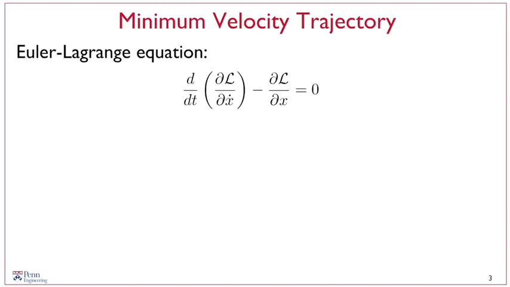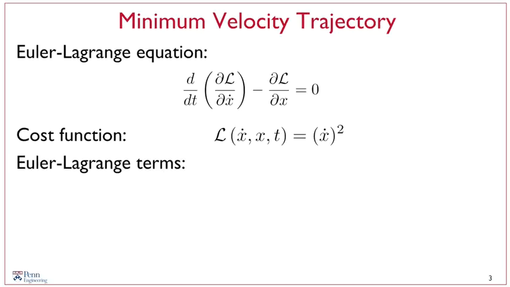Let's evaluate the Euler-Lagrange equation for the problem of finding the minimum velocity trajectory. Again, the cost function for this problem is L equals x dot squared. First, let's individually find each term in the Euler-Lagrange equation. Here, it is important to take care to differentiate with respect to the proper variable.